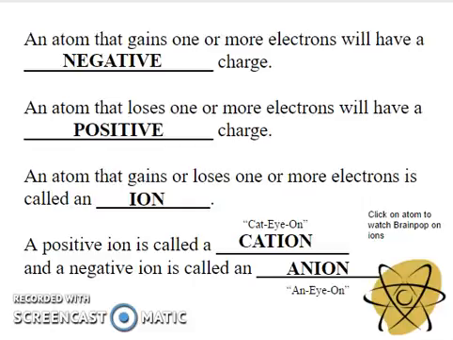A positively charged ion is called a cation. A negatively charged ion is called an anion.